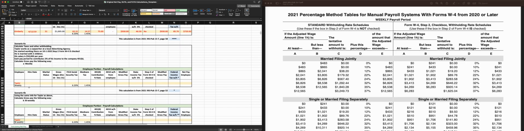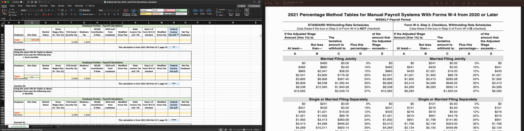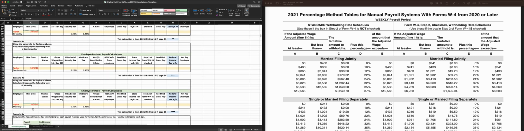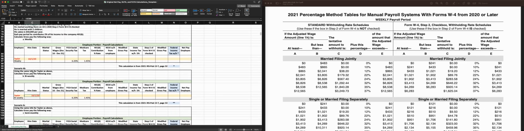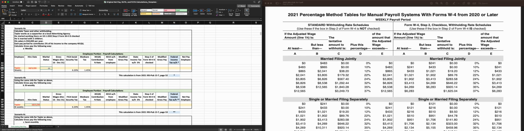Yep. Okay. Hire date. That's a 10/1/2020. And it's going to be the same thing, but here. So I'm going to move that over. Hire date. All these are the same. We're just changing how the monthly, semi-monthly, bi-weekly, weekly is changing. Marital status. Taylor works as a copywriter. He is married with 2 children. So married 2. Same thing here.